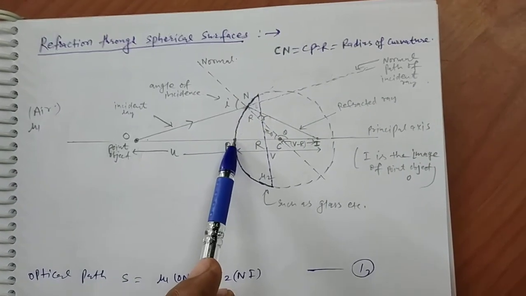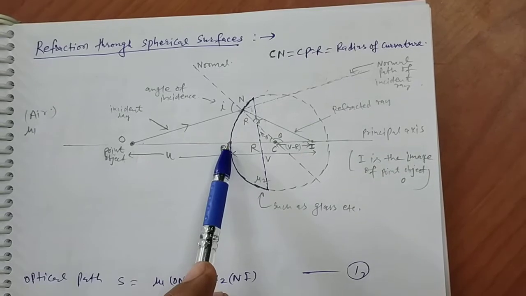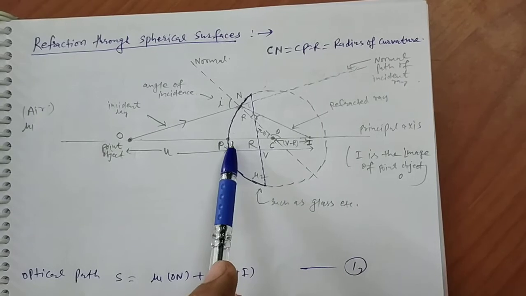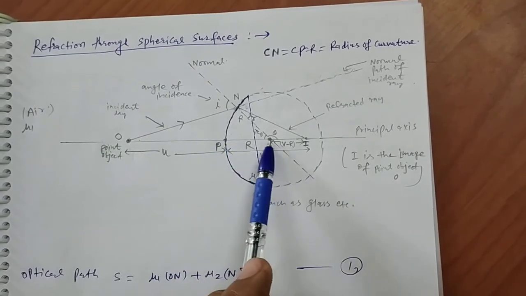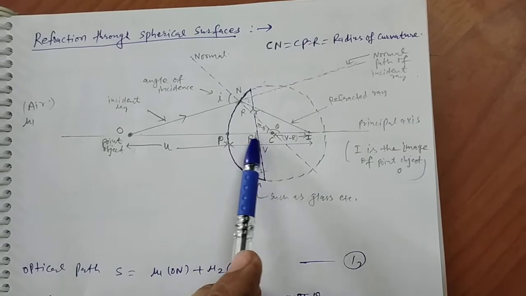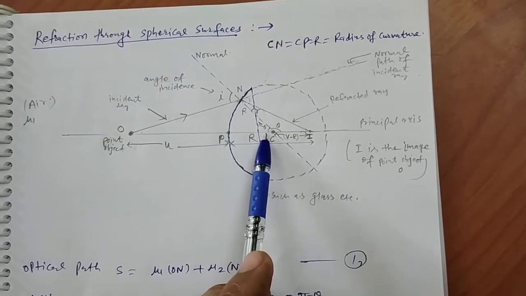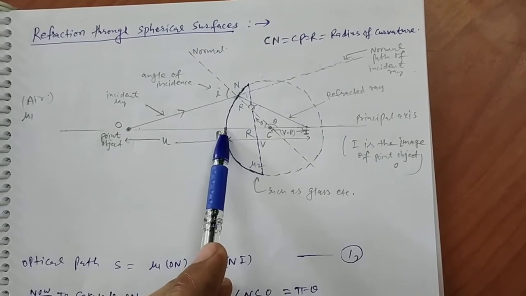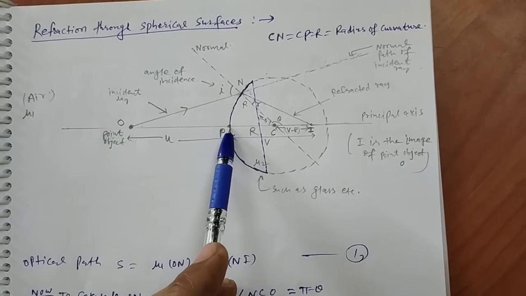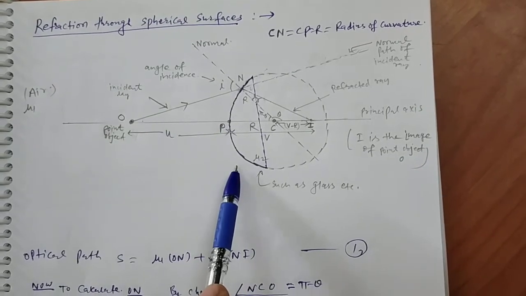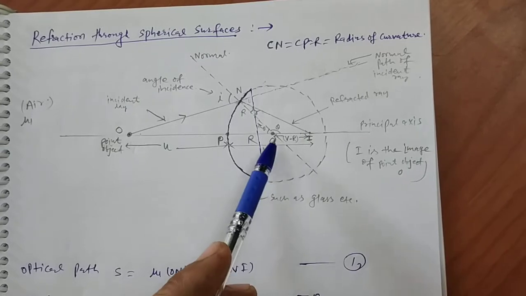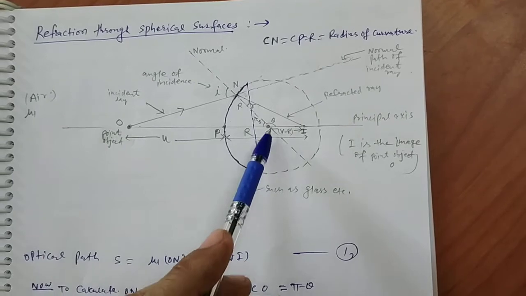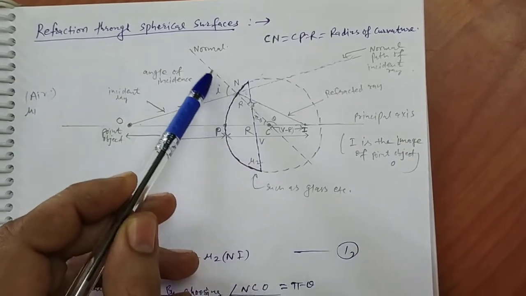All the sign conventions in optics are taken with respect to this point P. So to the right of this point we take all the quantities as positive. Above that we take positive. Left of this point we take negative, and below this point we take negative. So if we draw a line from here, these are perpendiculars, which means these are normals.